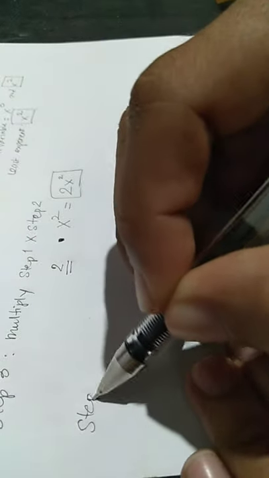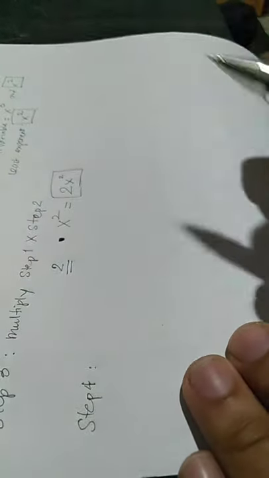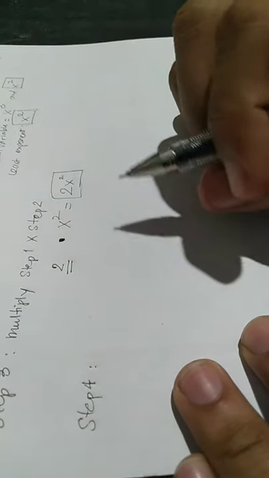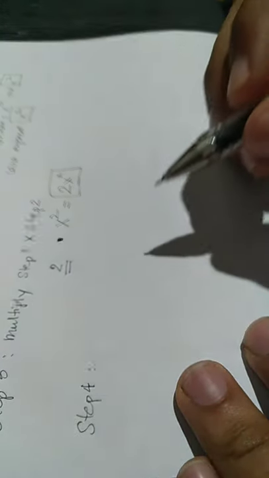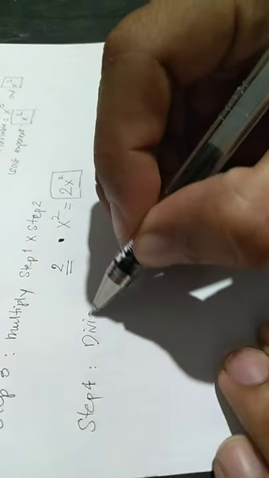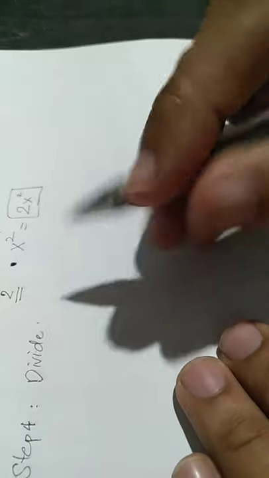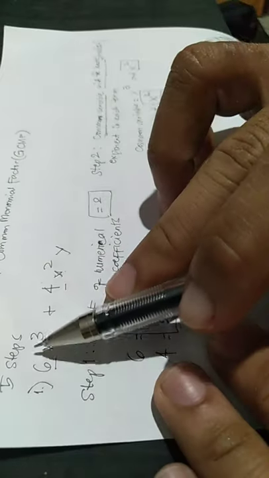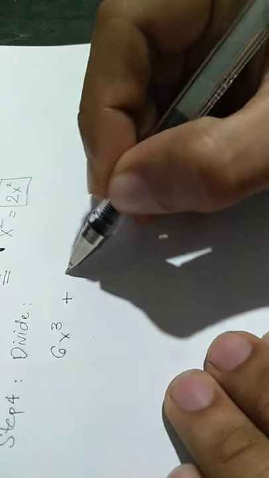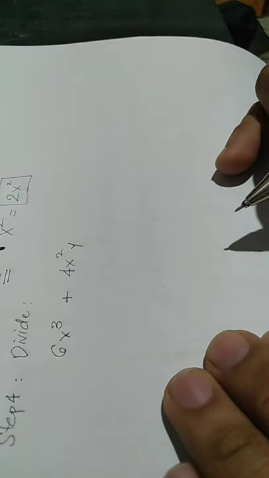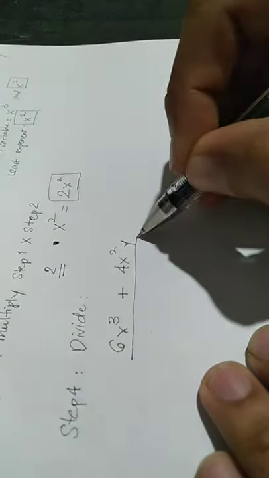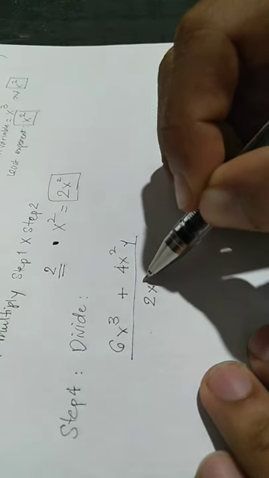Step 4 is to divide the polynomial by the GCF to get the other factor or quotient. So simply, we will divide. What are the elements that we need to divide? We need to divide our given 6x cubed plus 4x squared y by 2x squared.